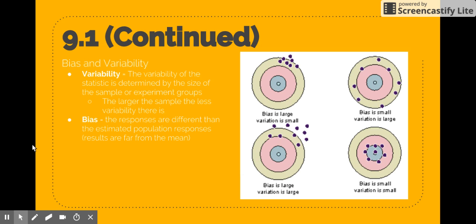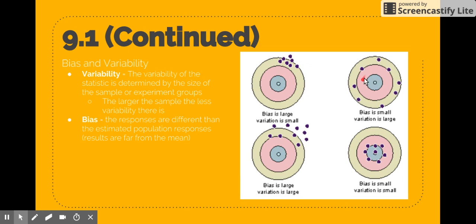Bias is when the responses are different than the estimated population responses, so the results are far from the mean. So in this diagram, it shows the bias is large here, but the variation is small because all the data points are clustered in the same spot, making the bias large because it's not equally spread out, and the variation is small because they're all close together.